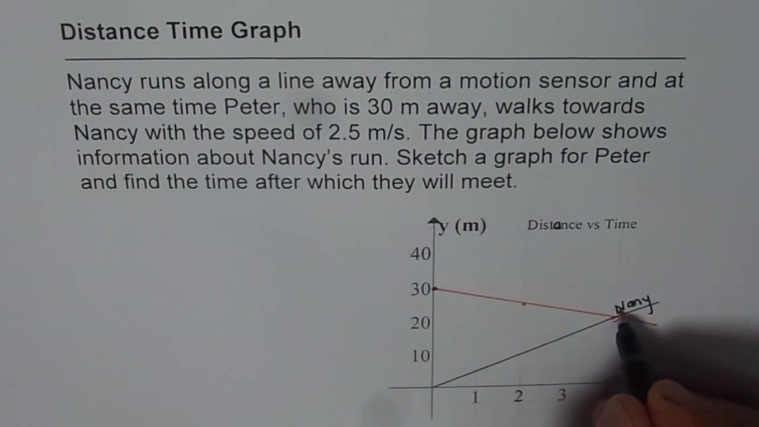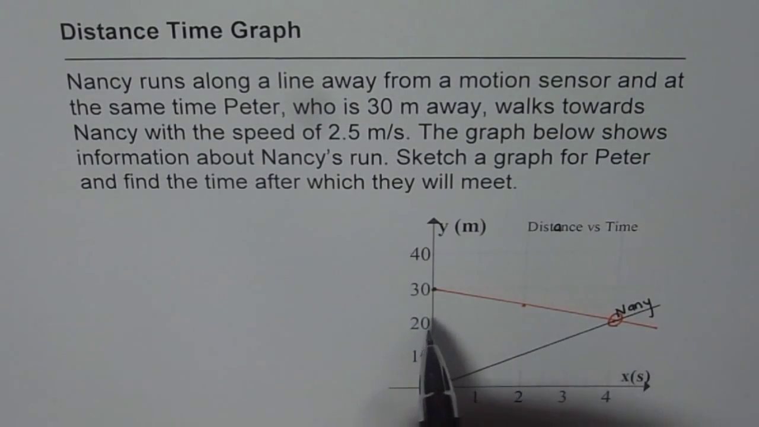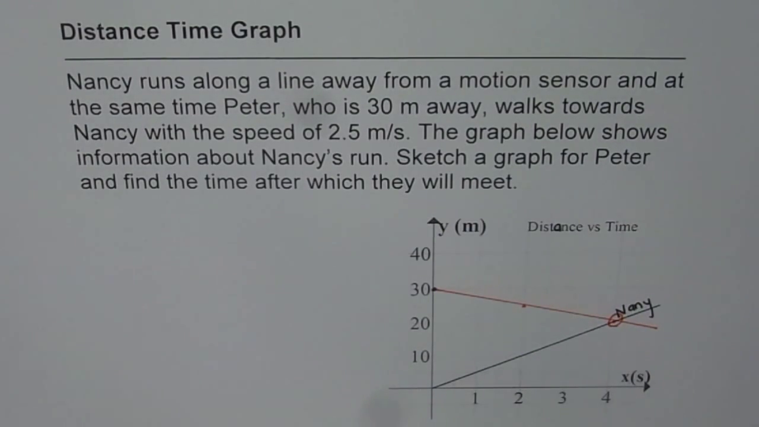So that point is the point of intersection. Now here from the graph we see that after 4 seconds they will meet, right? So from the graph we can say that they will meet after 4 seconds, and the distance from the original place where Nancy left will be 20 meters, and as far as Peter is concerned, he walks 10 meters to reach that place, right? So that is how we can solve this question, correct?